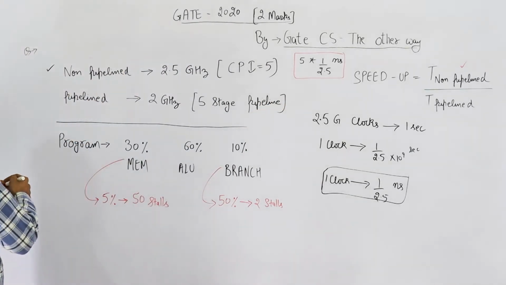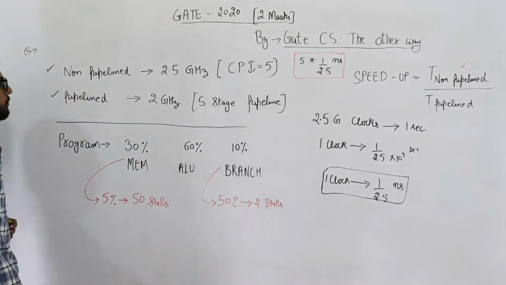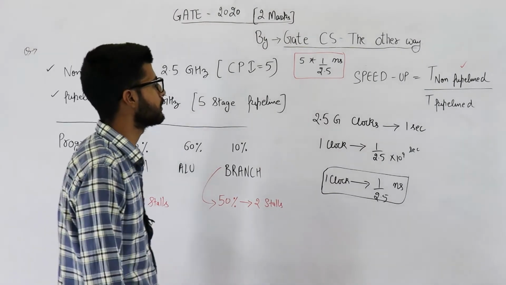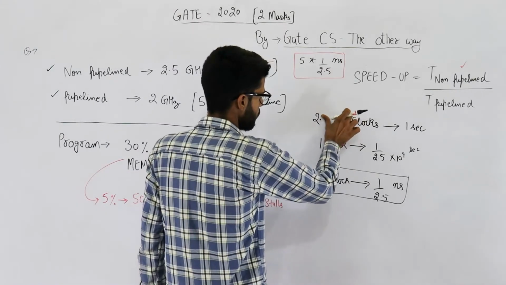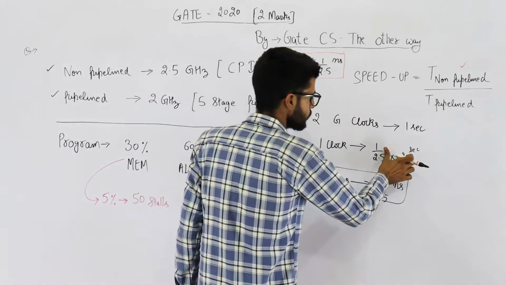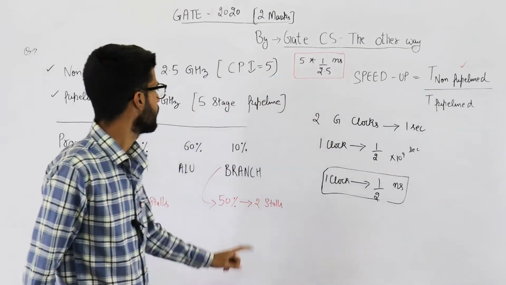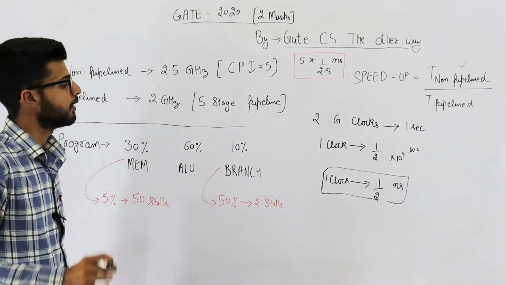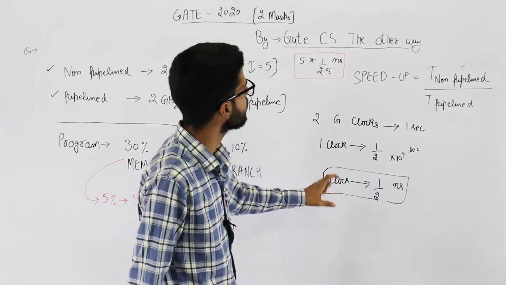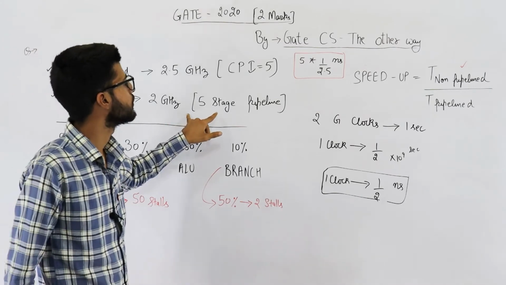Now let's analyze this pipelined processor. Okay, it runs on 2 gigahertz. From here, we can easily find what is the time required for generating 1 clock. This will become 2 G clocks are generated in 1 second, and you'll just replace this 2.5 by 2 everywhere. That means in this processor, the pipelined one, 1 clock is generated after every half nanosecond. Okay, like this. But you don't know how many clocks one instruction takes.